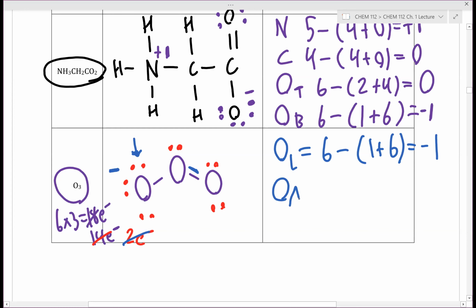Let's look at the oxygen in the middle. The group number is still 6. Oxygen is still oxygen. How many bonds have we formed? 3, yep. And how many lone pair electrons do we have? 2. That gives us a formal charge of +1. In general, an oxygen with 3 bonds and 1 lone pair will have a formal charge of +1.